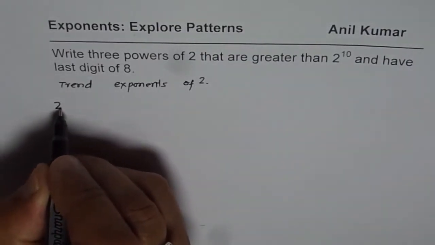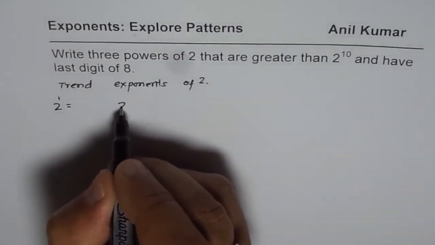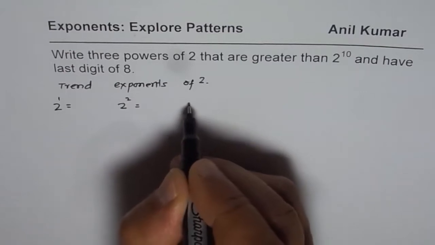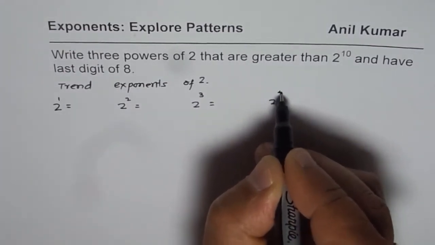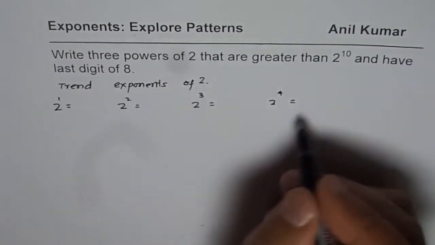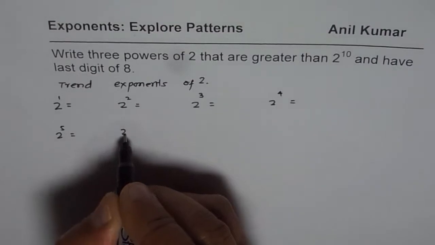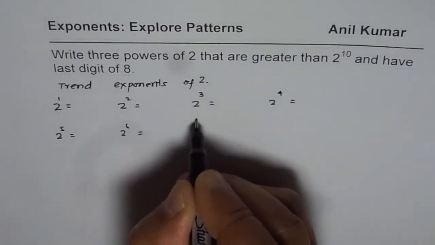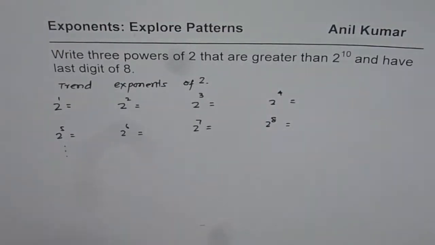What I mean to say is, let's calculate what is 2 to the power of 1, 2 to the power of 2, 2 to the power of 3, 2 to the power of 4, and then continue, right? So we can write 2 to the power of 5, 2 to the power of 6, 2 to the power of 7, 2 to the power of 8, and so on, correct? So make this kind of a table and see, do you get a trend?